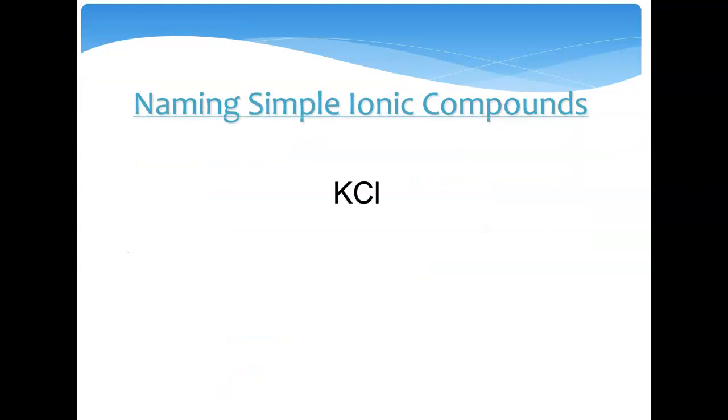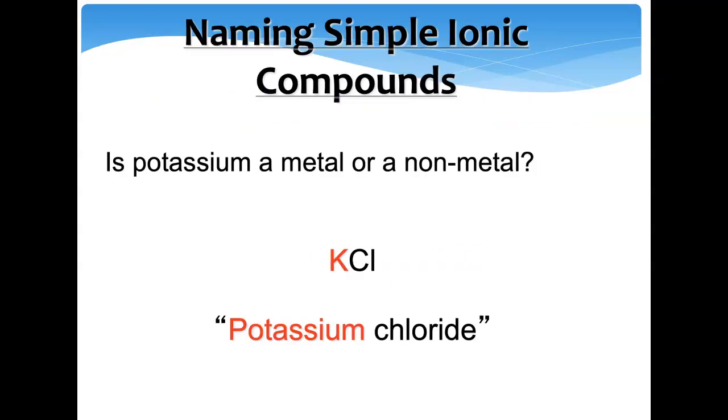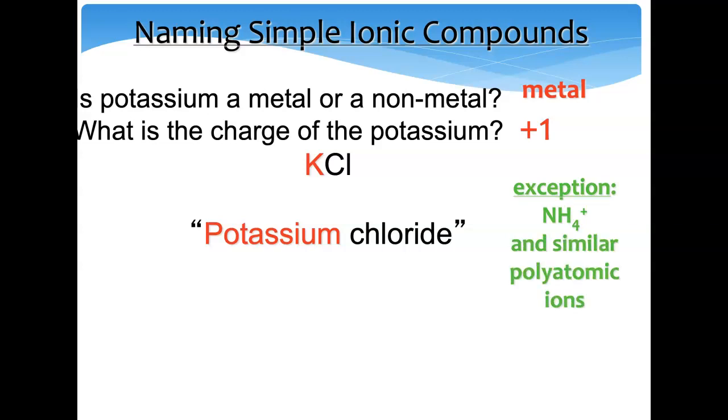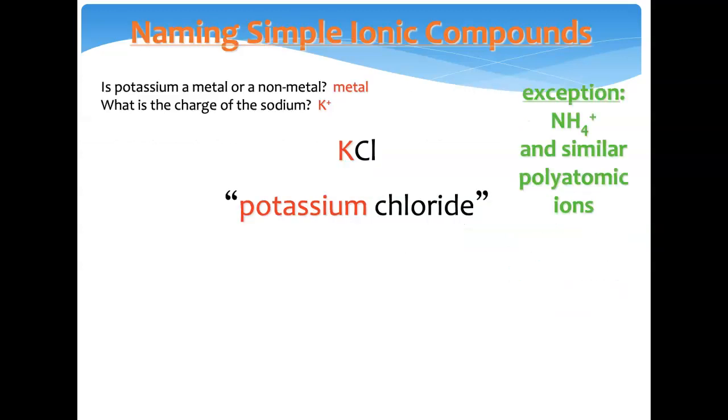All right, how about this one? KCl. What would you say its name is? If you said potassium chloride, you are exactly correct. And so we can just do a quick recap. Potassium, a metal or non-metal? Yes, it's a metal. And it becomes a +1 charge because it's going to give 1 electron away to chlorine. There are some exceptions that we will look at and talk about.